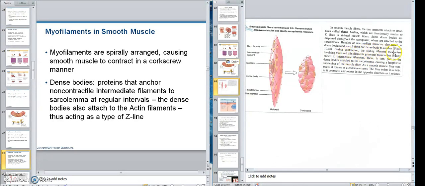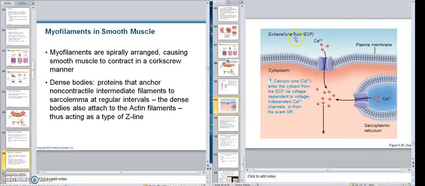During contraction, the sliding filament mechanism involving thick filaments generates tension that is transmitted to this. These in turn pull on the dense bodies attached to them, causing a lengthwise shortening. So that holds the tension instead of you having to do a constant contraction and use up ATP. Now this picture here shows that calcium channel. This calcium has to come in. As a matter of fact, even to release it from the sarcoplasmic reticulum, you need the calcium to come in. So that extracellular calcium is really important in not only smooth, but cardiac too. And we'll be seeing that in ANP too. I'll be hitting that heavy.